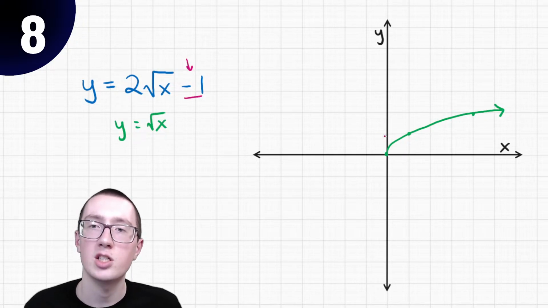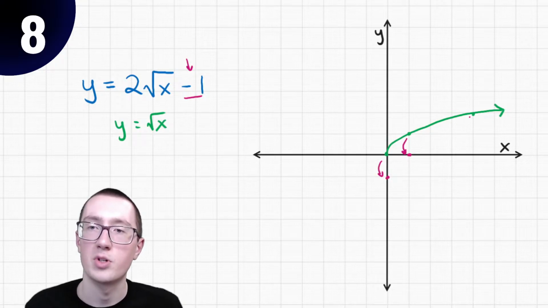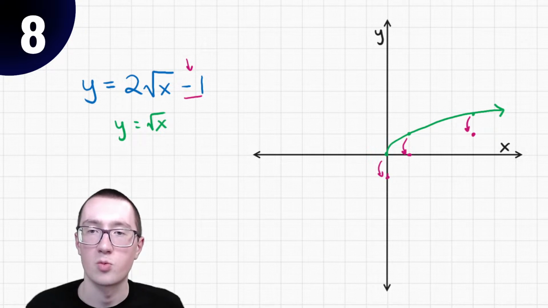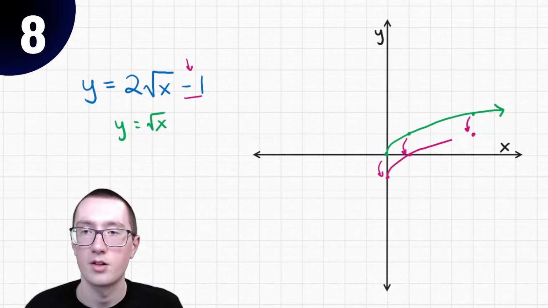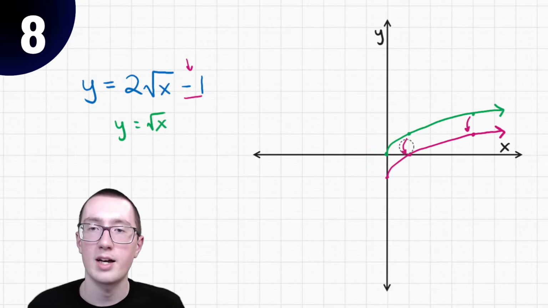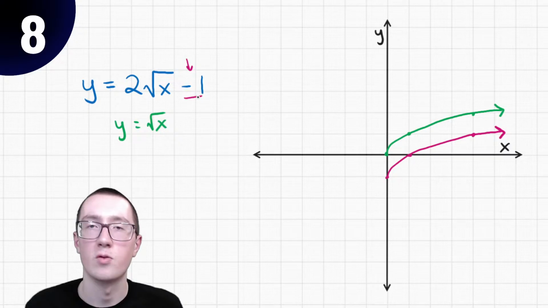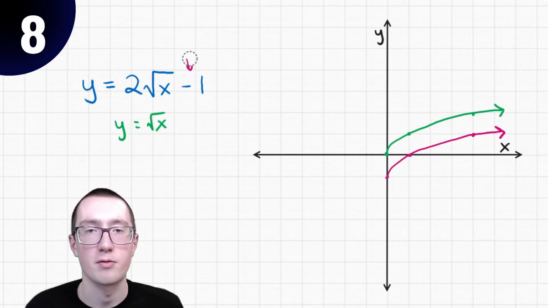So we can take each of these points. This point is going to move 1 square downward like this. This point is going to move 1 square downward like this. And this one is also going to move 1 square downward like this. And we're just going to regraph it and connect them up. So there we go. That is what the -1 is doing to our graph.